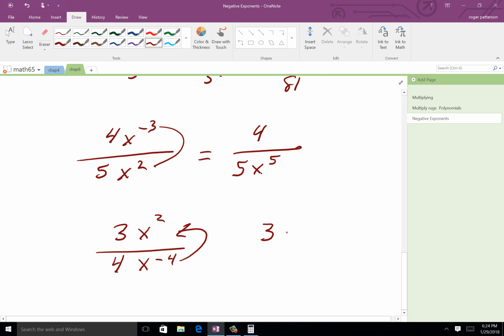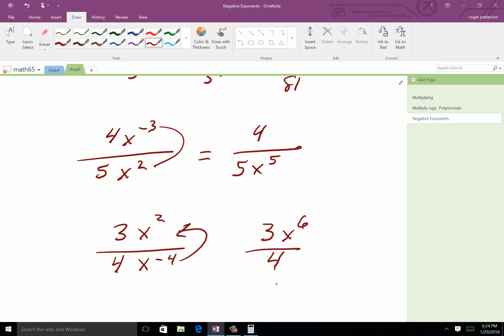So that's going to be 3x. Those 4 come up, and how many x's are we going to have on the top now? 6, right, and that 4 stays there. See, with the x to the negative, it's going to pop it up to the top because there's no place for it to go on the bottom. There's no bottom, so it moves up to the top.